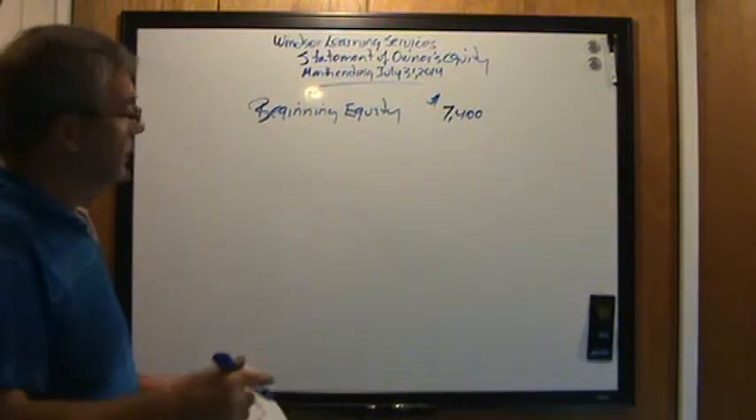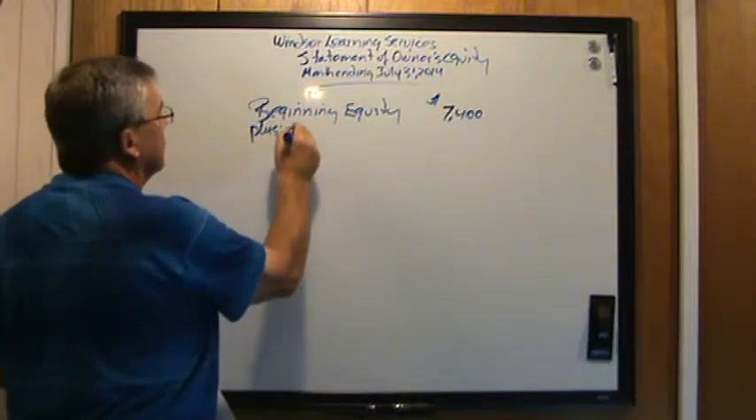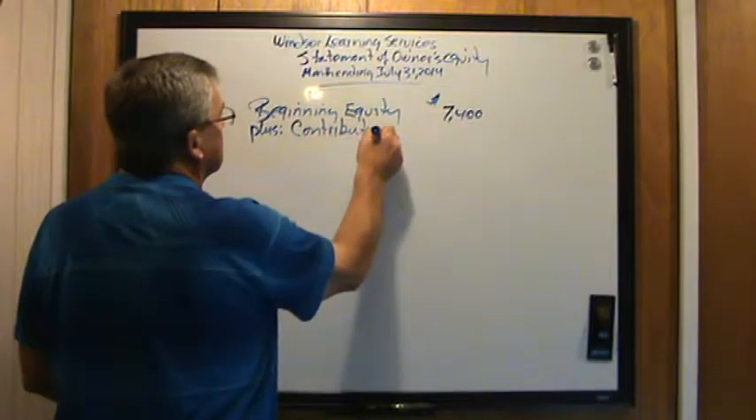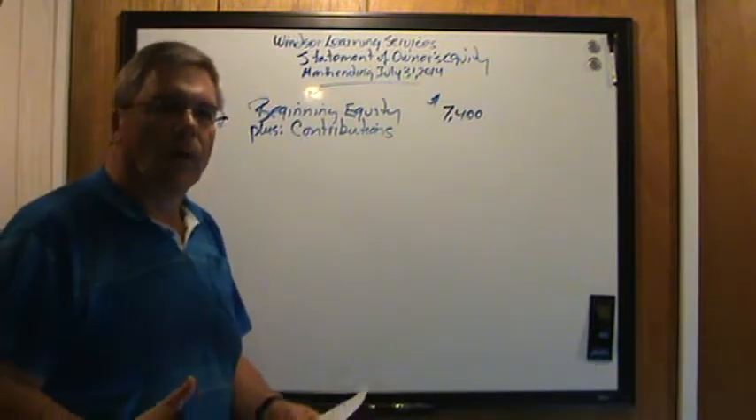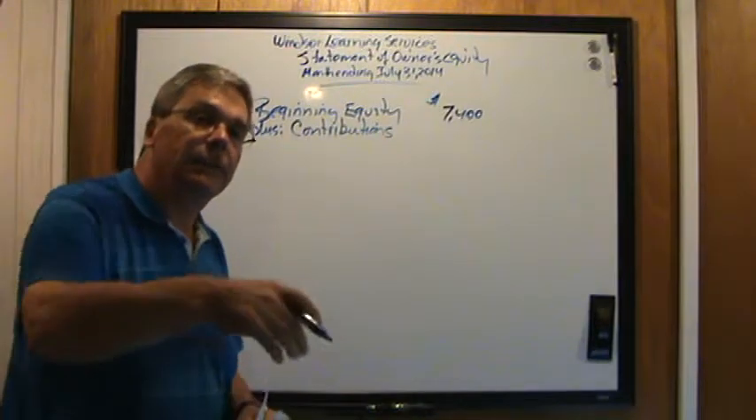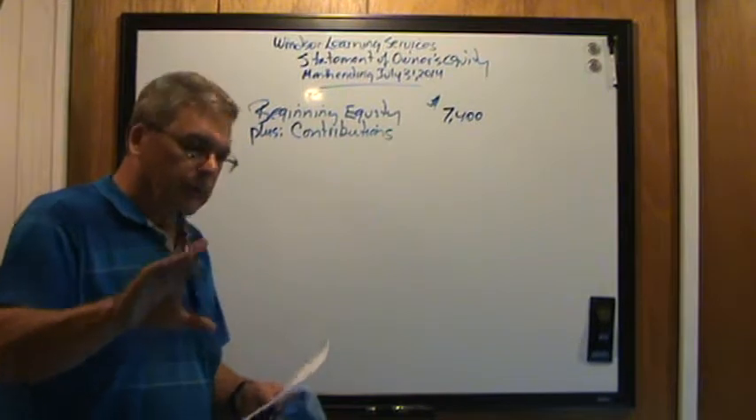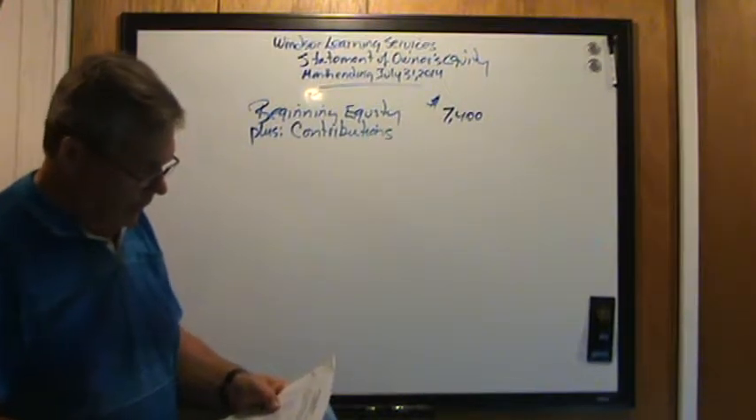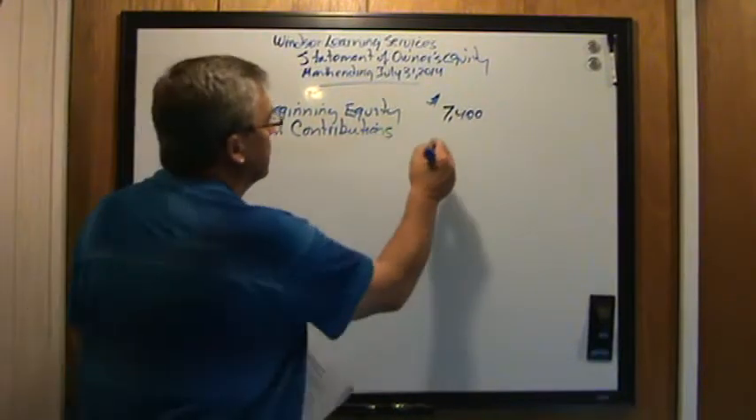We then add, so plus contributions. Contributions is any extra money or value, or asset actually, that the owners have brought into the business from their own personal side of things. So these are considered to be contributions, and we sure enough had some owners' contributions, $1,200.